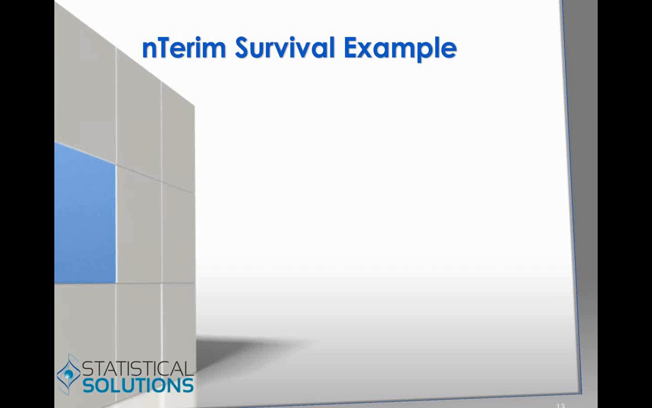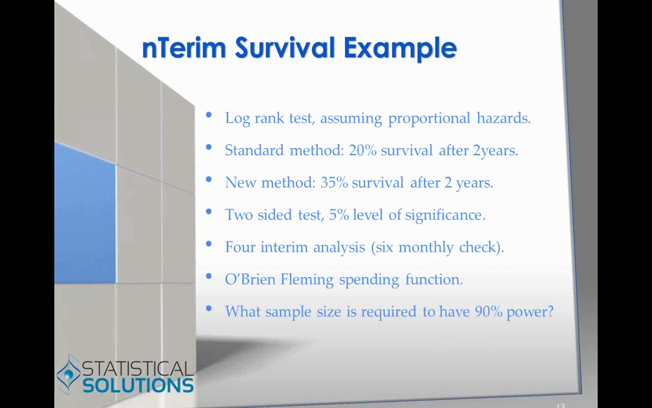The new therapy we consider markedly better if it increases survival by about 15%, from 20 to 35%. So in this example, we're looking at a log rank test assuming proportional hazards. The standard method has 20% survival after 2 years, and the new method is considered markedly better if it has 35% survival after 2 years. We're looking at a two-sided test with a 5% level of significance. We look at 4 interim analyses, so it's a 6-monthly check, and we're using the O'Brien-Fleming spending function. So the question we want to know is what sample size is required to have 90% power?